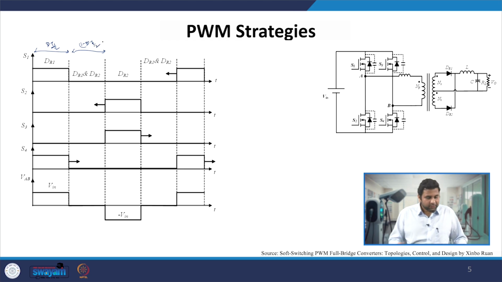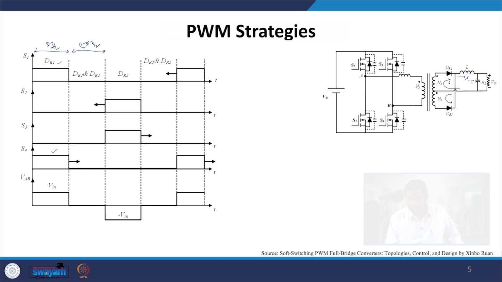And we know that during this time S1 and S4 are on, and then after S1 and S4 turn off, in order to ensure the output inductor current remains there, the current will get divided into 2 diodes, and both the diodes DR1 and DR2 conduct. So since both the diodes are conducting, the voltage across the entire winding is 0. That's when the voltage across these points is 0. However, there is a leakage inductor which is present.